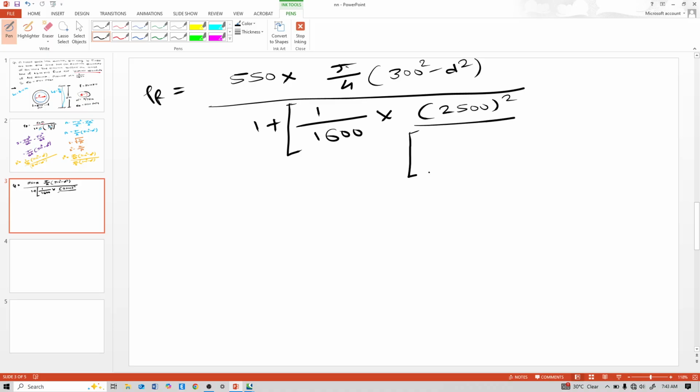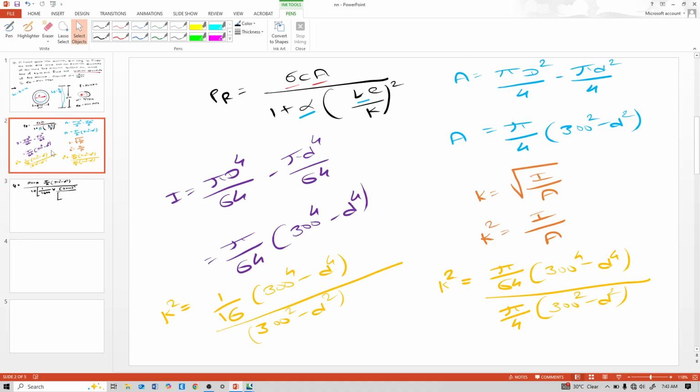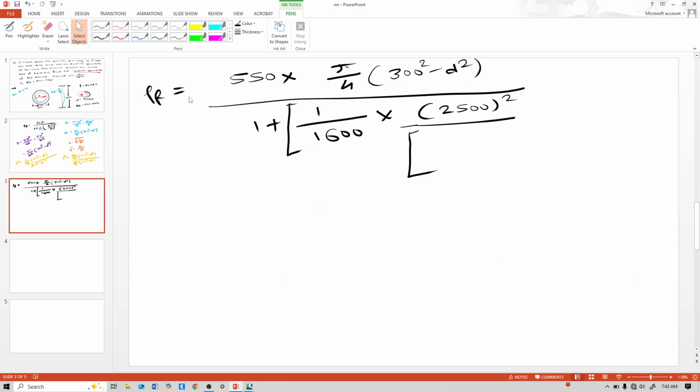divided by pi by 60 here this 300 raised to 4 minus small d raised to 4 upon 300 square minus small d square into this 1 by 16 also. 300 raised to 4 minus small d raised to 4 divided by 300 square minus small d square, and this 1 by 16 take here this side, so this is only 16.